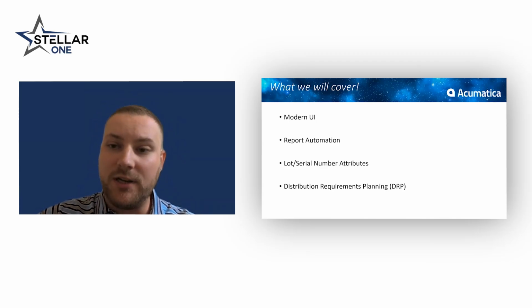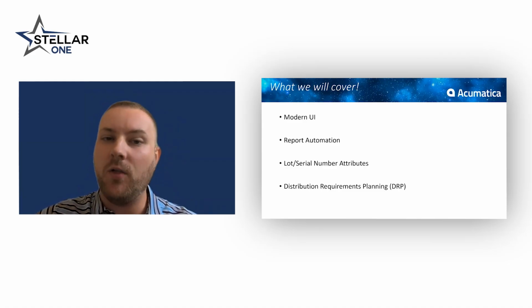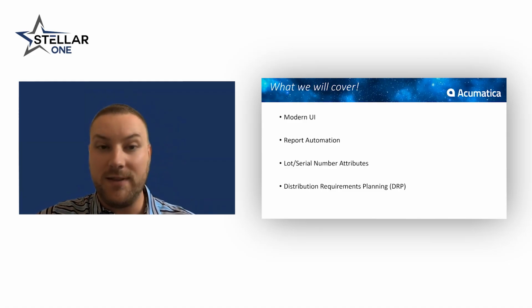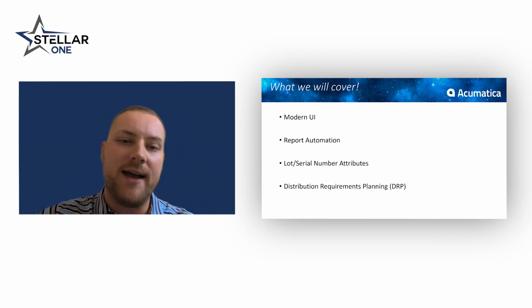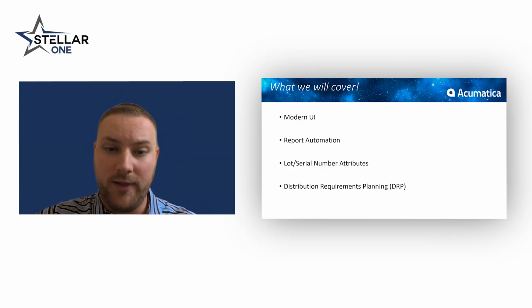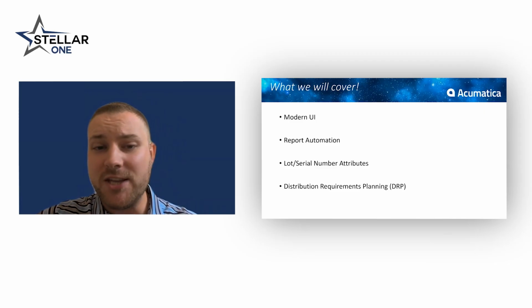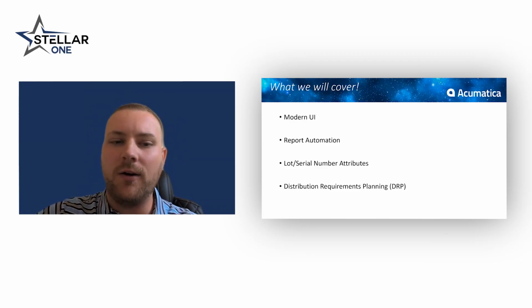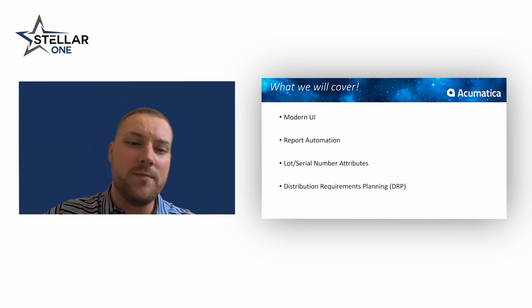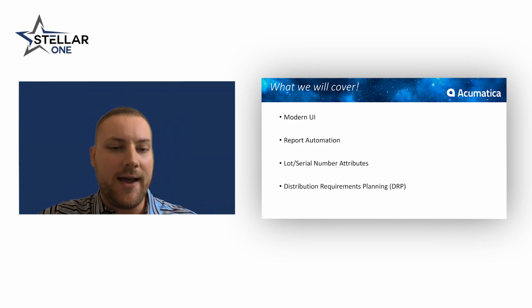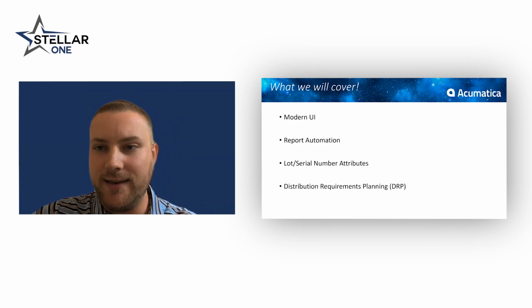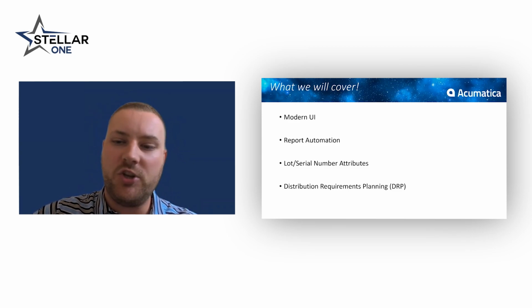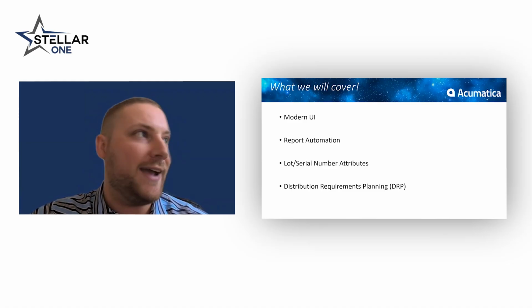And then finally, I'm going to show you distribution requirements planning. A lot of you might be familiar with the term MRP, or materials requirements planning, which helps manufacturing companies with their inventory planning and purchasing and recommendations based off of forecasts. So distribution companies said, hey, how about us? We need something as well, because MRP was only available for manufacturing companies in Acumatica before. So now Acumatica has come out with distribution requirements planning, and it's a really great tool. So I'm excited to show you that today as well. Right? So without further ado, I'd like to hop into Acumatica.